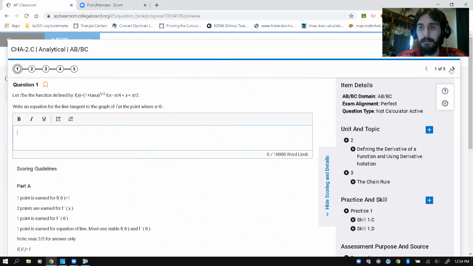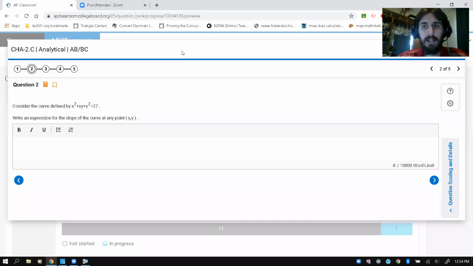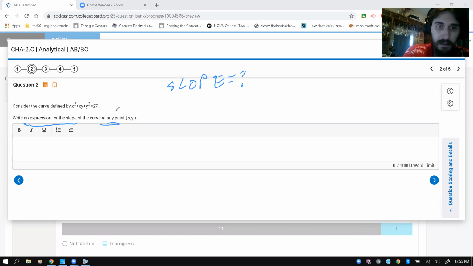All right. Number 2. For number 2, we're asked to consider this curve and write an expression for the slope. So this part, at least directions wise, is easier than the other problem. All we are asked to do is write the equation that gives us the slope. And again, how do we find slope at different points? We find slope at different points by taking the derivative.